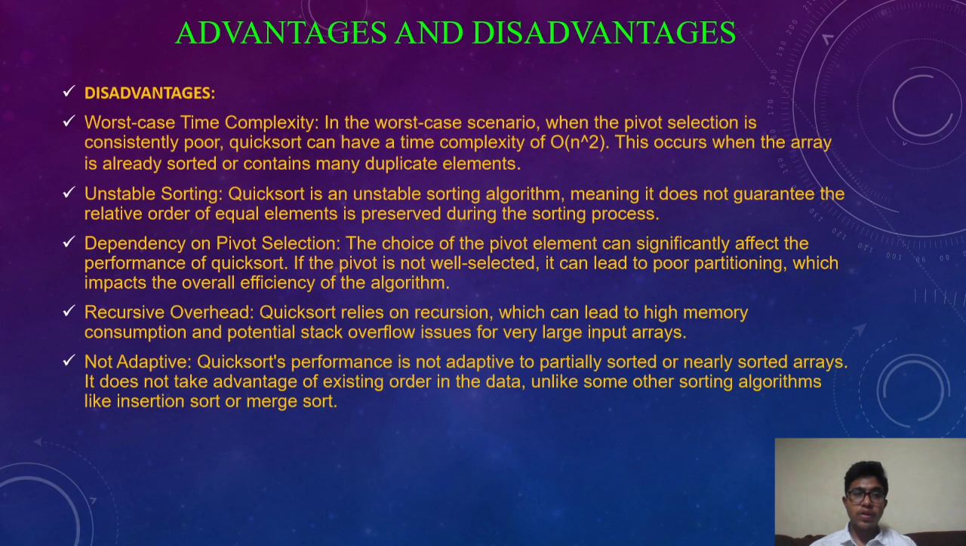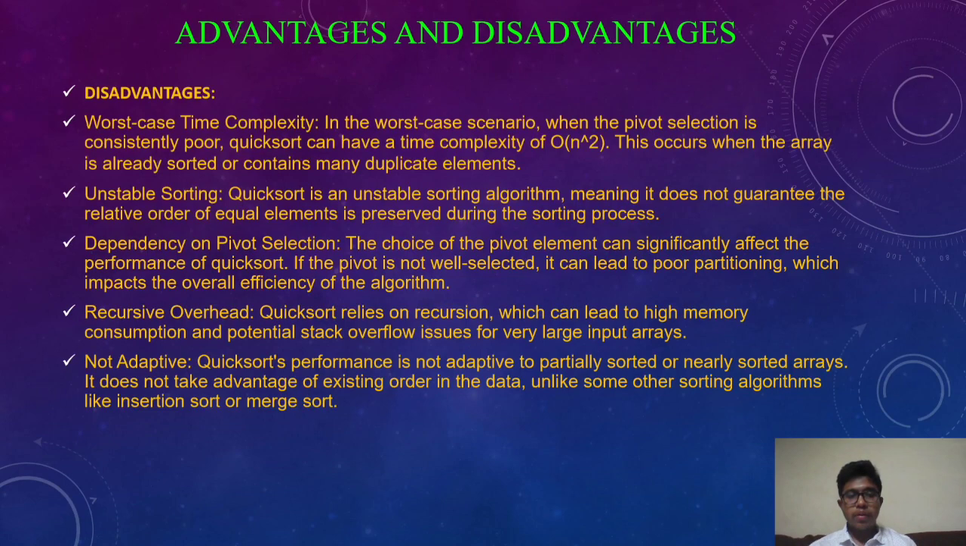Disadvantages: worst case, unstable sorting, dependency on pivot selection, recursive overhead, not adaptive. First, worst case time complexity. In the worst case scenario, where the pivot selection is consistently poor, quicksort can have a time complexity of O(n squared). This occurs when the array is already sorted or contains many duplicate elements.